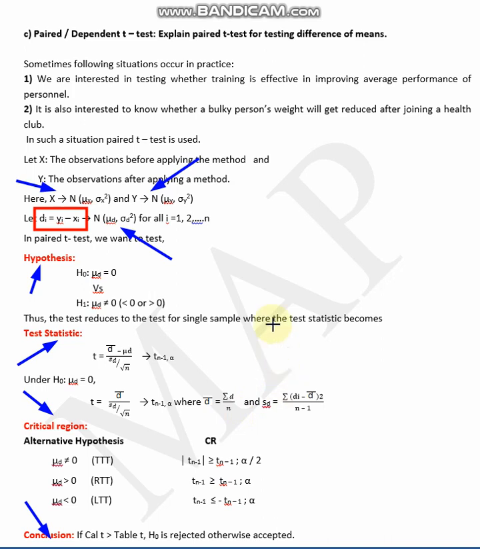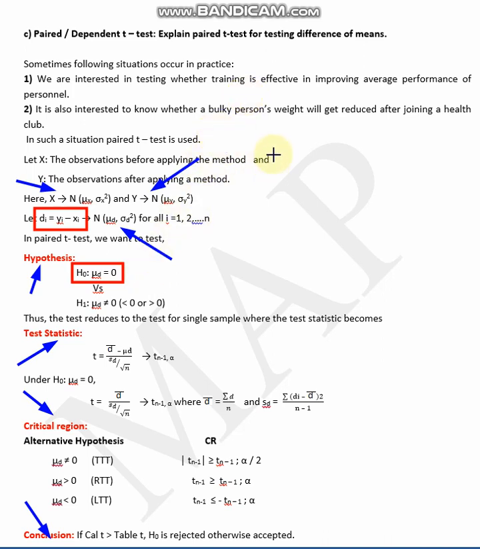And what is my hypothesis in this case? I want to know whether the training is effective or not, or whether a person who is joining a gym reduces his weight or not. Normally in the null hypothesis we say that there is no significant difference in the training given to the personnel, so the training is not that effective. That is our null hypothesis.